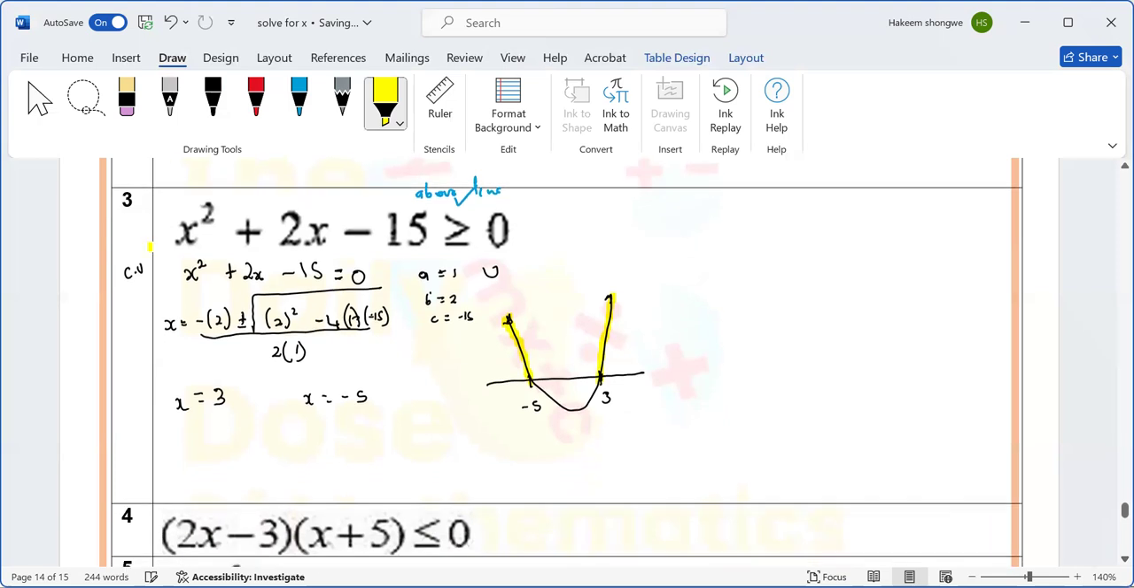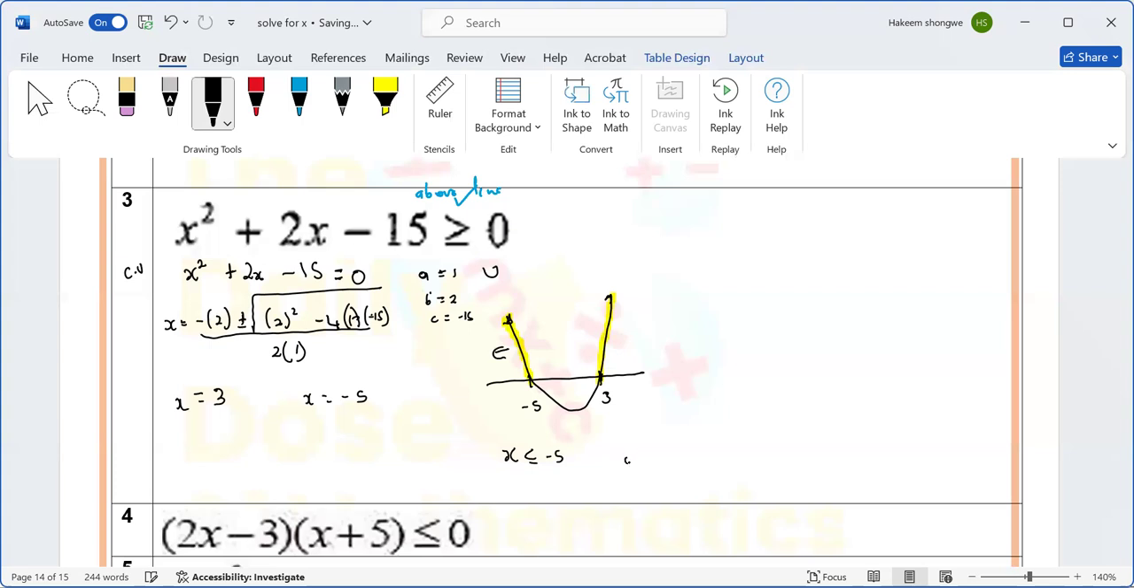Now let's put it as an inequality. How would it look as an inequality then? What will you say about these values in relation to minus 5? They are less than or equal to minus 5, x is less than or equal to minus 5, because there's a gap in between.